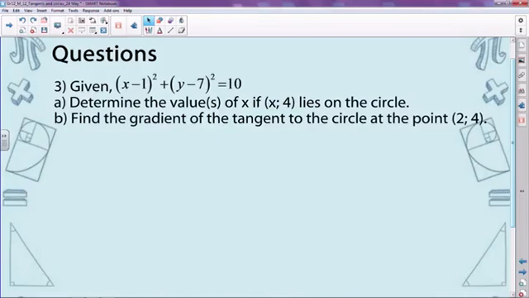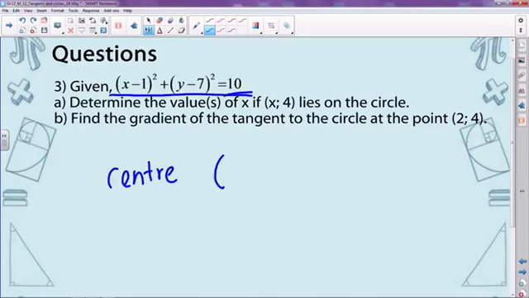We're given that there's a circle: (x - 1)² + (y - 7)² = 10. Determine the values of x if the point (x, 4) lies on the circle, and then you also have to find the gradient of the tangent to the circle at the point (2, 4). Now, from the equation that was given to you, you can see that the center of the circle will be the point (1, 7).